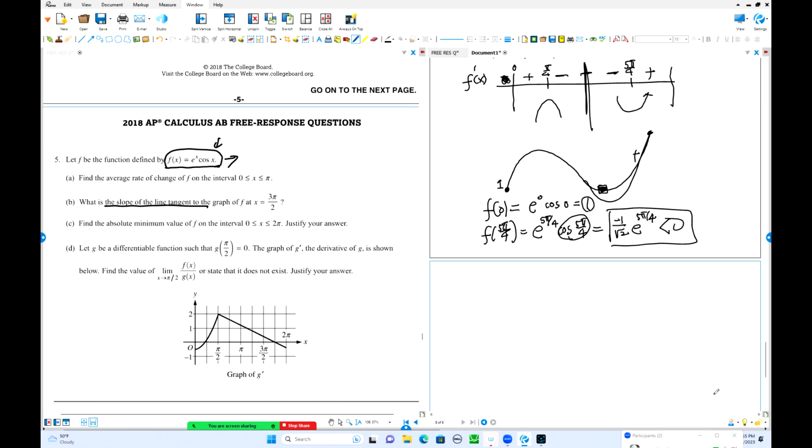So that's the answer. You can find the absolute minimum at x equals 5 pi over 4: negative 1 over square root 2 times e to the 5 pi over 4. That's the answer.